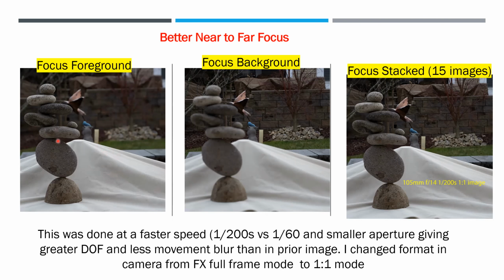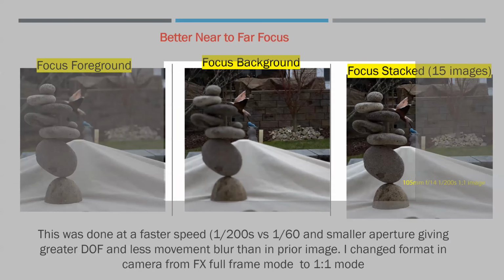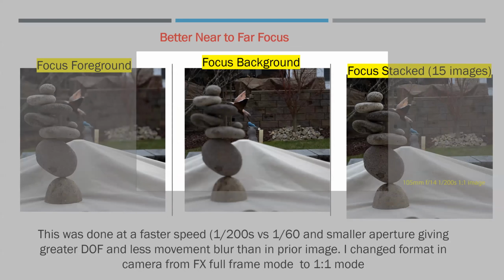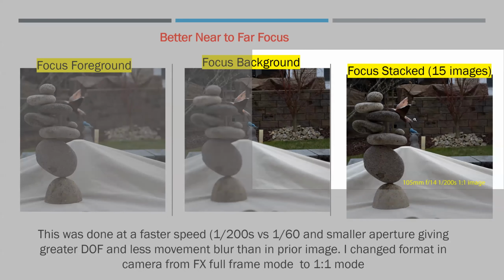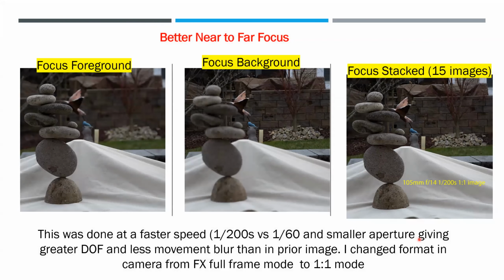So here I focused on the foreground. You could see more of this is in focus here, right? And here, over here, I wanted to zoom in. And then here, everything in the background isn't quite as sharp as this one is. Okay. Any questions?